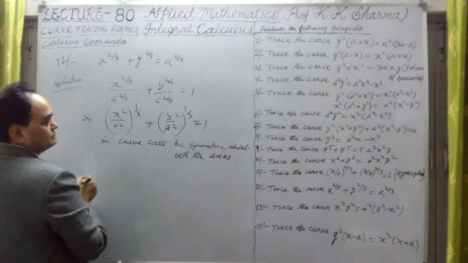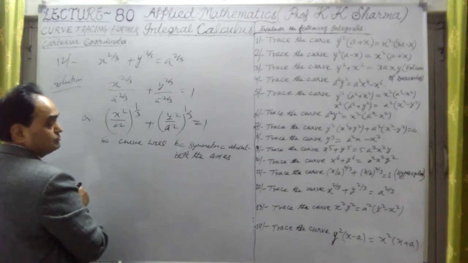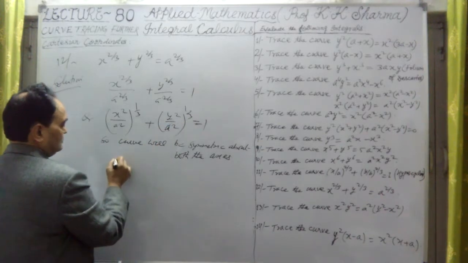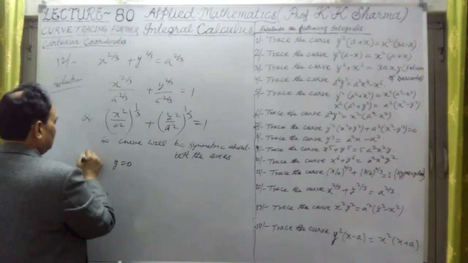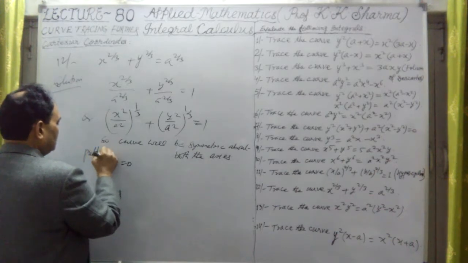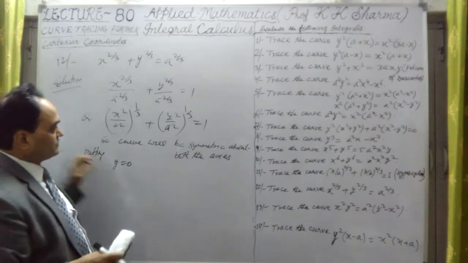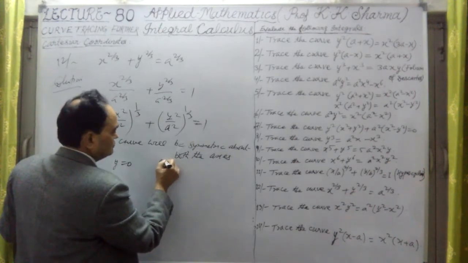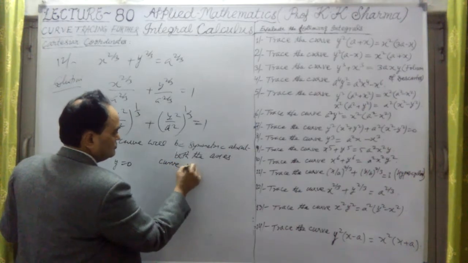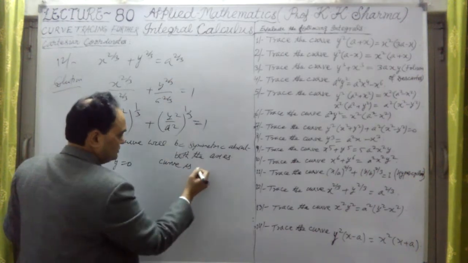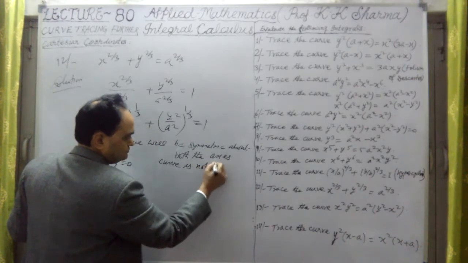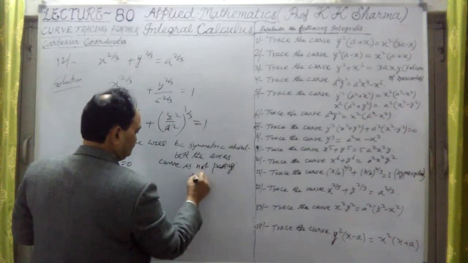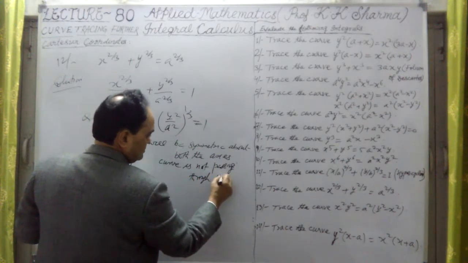If I put x, y equal to 0, the curve is symmetric in both the axes. If I put y equal to 0, it is not passing through the origin. The curve is not passing through the origin, because this is an independent constant term.